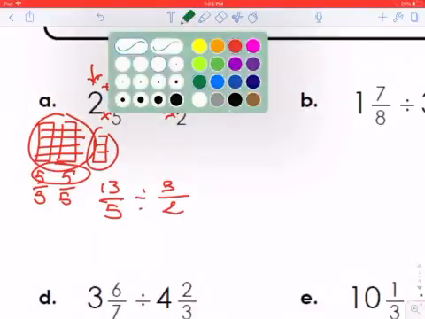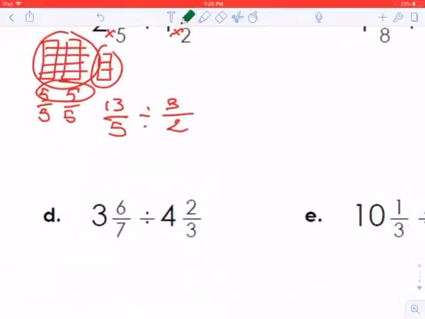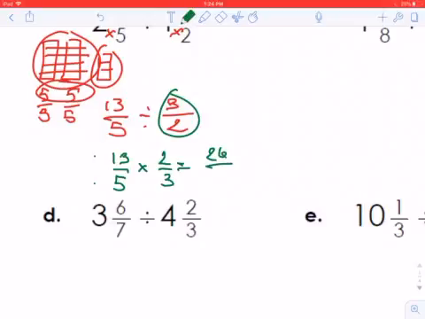All right, next up we want to change that to a multiplication problem. So this is going to stay 13/5. I am going to multiply it by the reciprocal of 3/2. I'm going to multiply that by 2 over 3. That's the reciprocal of 3/2. I am going to try and simplify this before I multiply it if there's any common factors on the top and the bottom, but in this case there's not. So 13 times 2 is 26, and 5 times 3 is 15. And you are done.